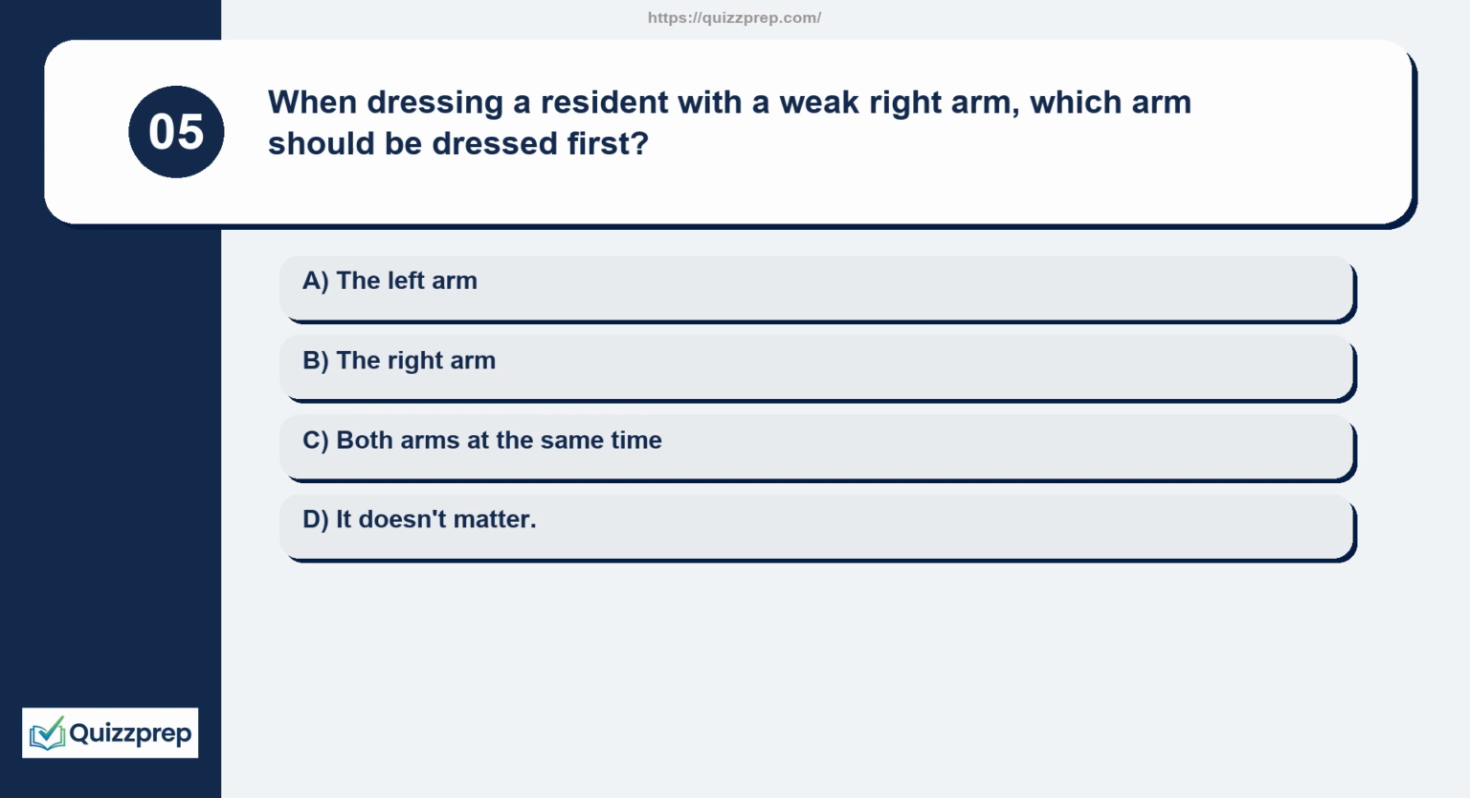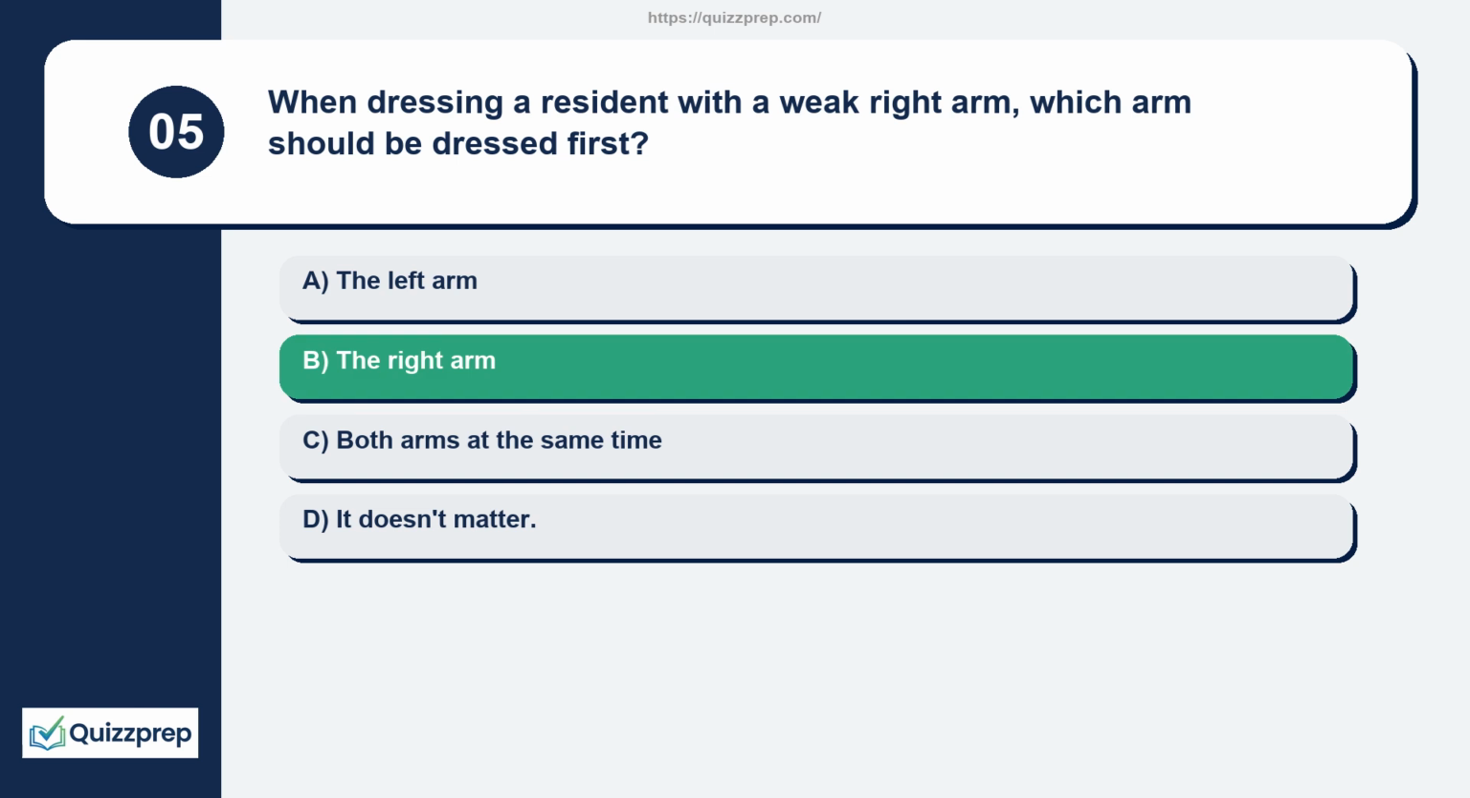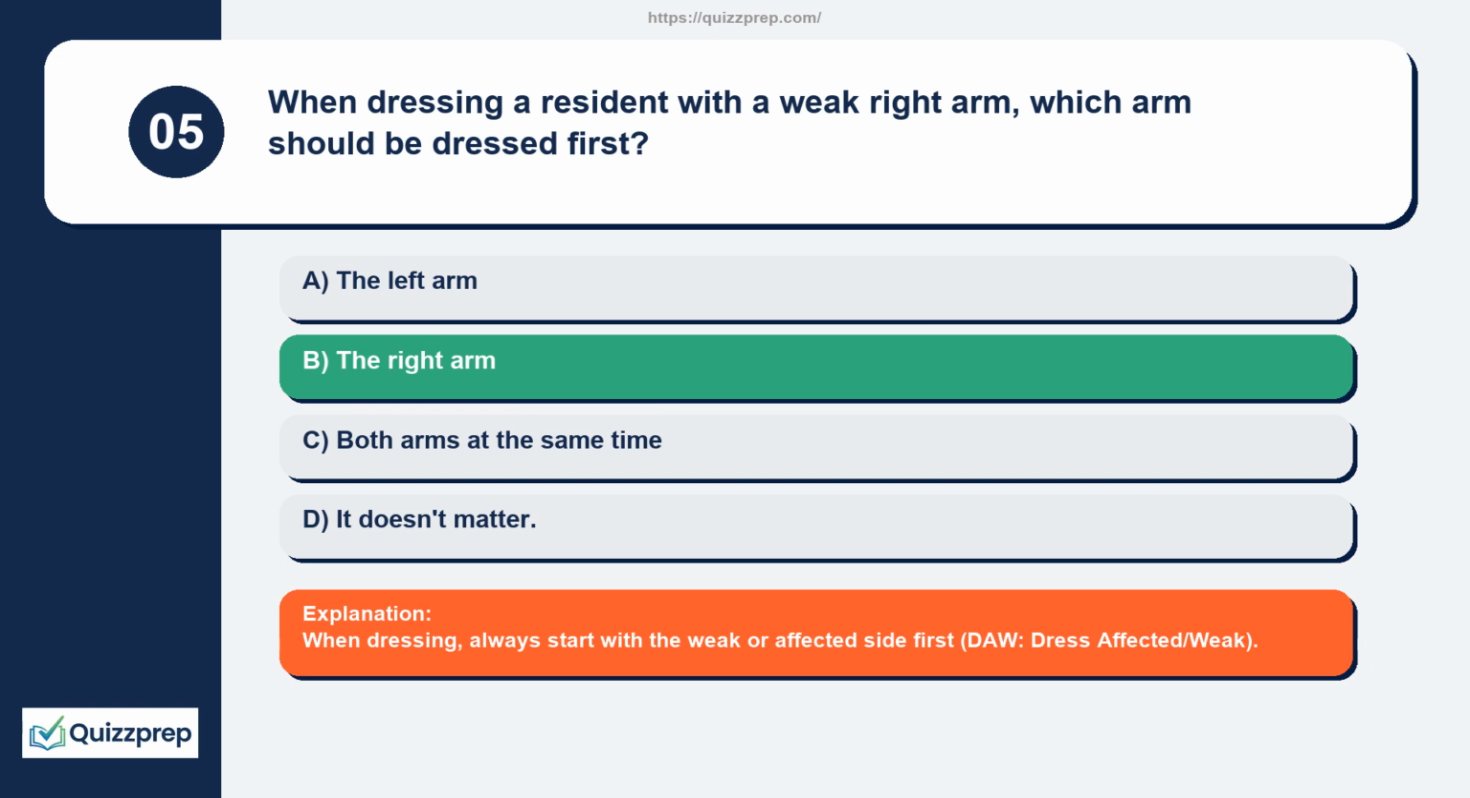Question 5. When dressing a resident with a weak right arm, which arm should be dressed first? The left arm, the right arm, both arms at the same time? It doesn't matter. When dressing, always start with the weak or affected side first. Dress affected/weak.